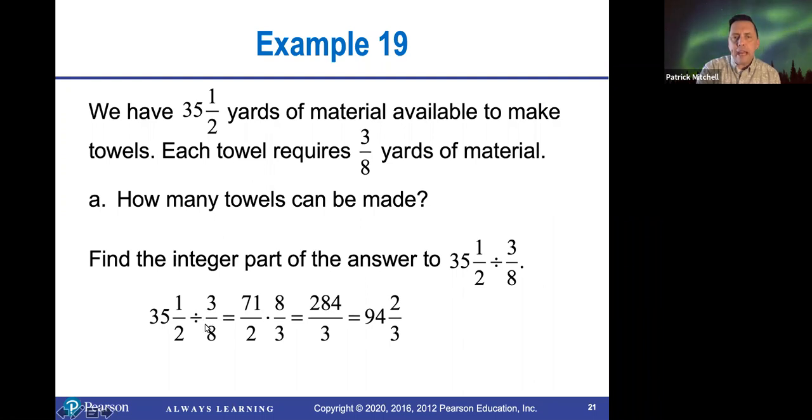35.5 divided by 3/8, change 35.5 to 71/2. And instead of dividing by 3/8, we'll do times 8/3. That comes out to 94 and 2/3. It wouldn't make sense to say you can make 94 and 2/3 towels, right? You can make 94 towels, and then you'll have a little piece of scrap left over.